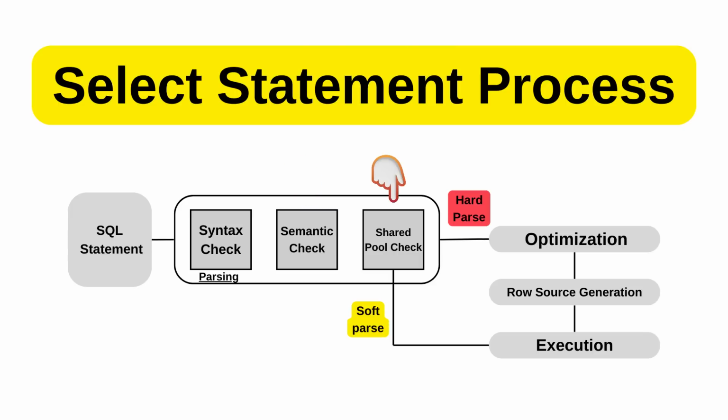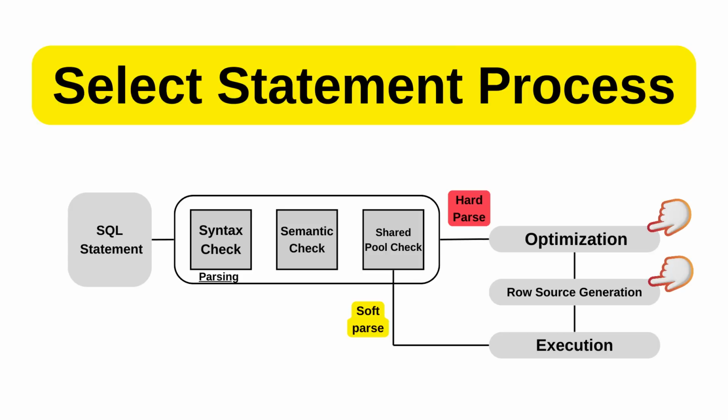The third stage is shared pool check. At this stage, a hash value corresponding to the query is created by the database. This hash value is compared with the hash values in the shared SQL area. If the hash value of the SQL is in the shared SQL area, soft parse is performed, otherwise hard parse is performed. The hard parse process consists of 2 stages.